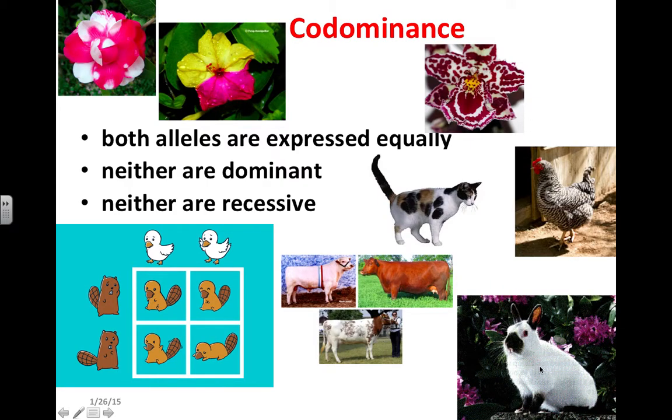Rabbits, codominance is really obvious in rabbits and real popular in rabbits as well. This guy is black and white. He's not gray. Gray would be an average between those. This guy got some black genes and he got some white genes, and both of them are expressed equally. Neither one of them is dominant.